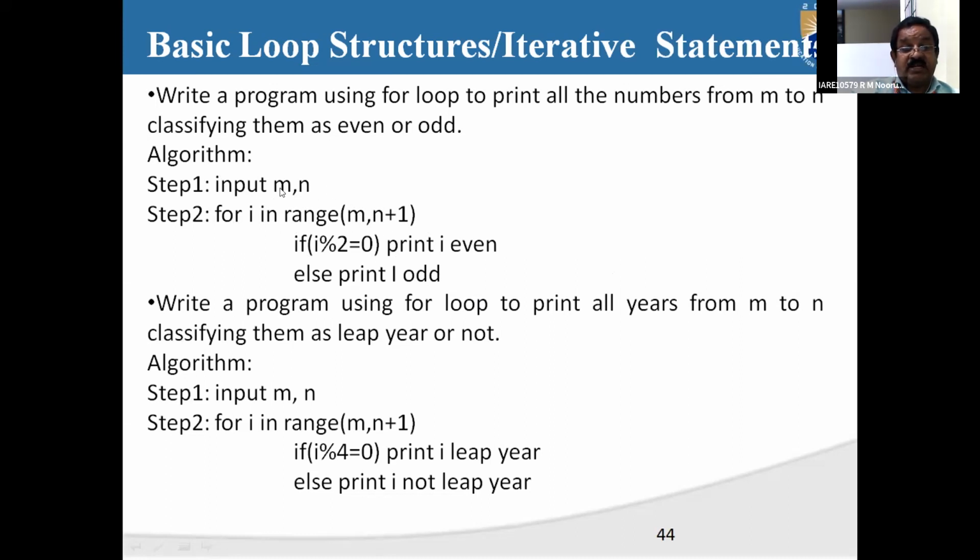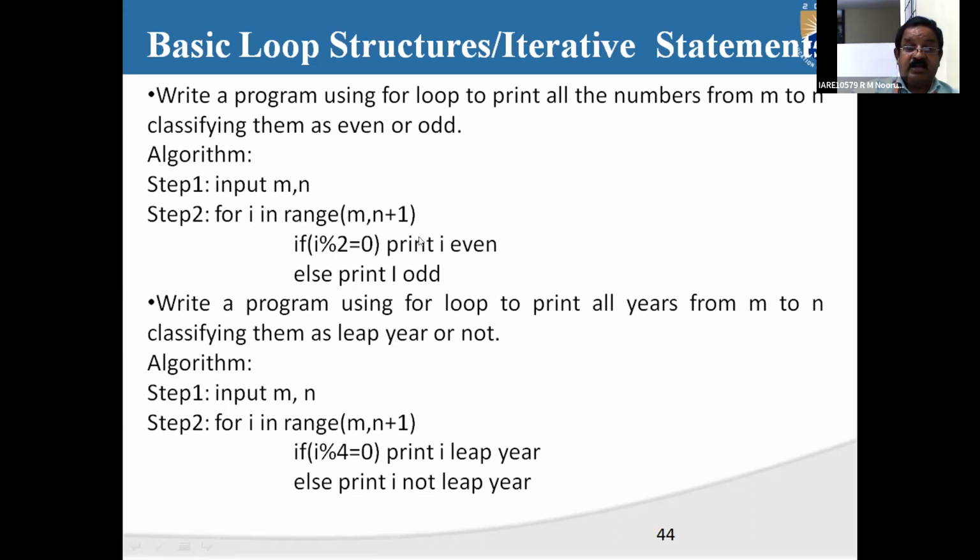Now you have entered the values of M and N, M as 20 and N as 30. Now it's going to start with I equals 20. What is the value of I? I will be 20. Now it's going to check the condition: if I mod 2 equals 0, that is 20 mod 2 equals 0? Yes. Then print I even, that is 20 is even.